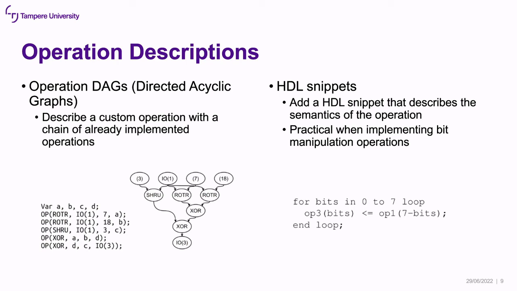Here we have an example of this. We have some operations and immediate values, and those form a directed acyclic graph. In the second option, HDL snippet, we describe the operation with VHDL or Verilog with predefined signal names that wrap the operation. This is a more low-level approach, but practical if the operation is difficult to describe as a chain of other operations. Once the operation has been described as an HDL snippet, it can be used to describe new custom operations as a part of a directed acyclic graph.